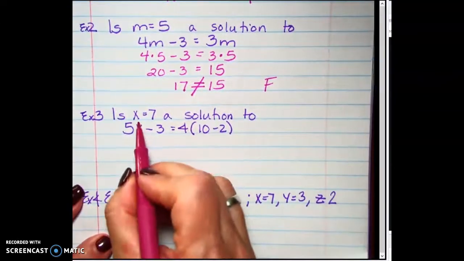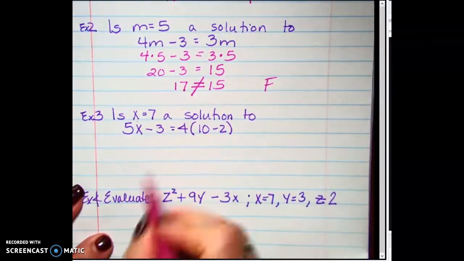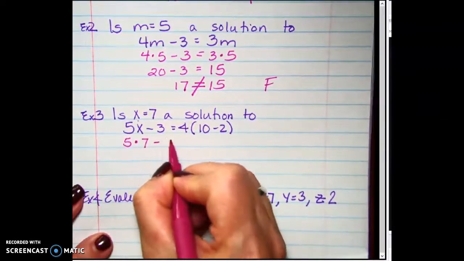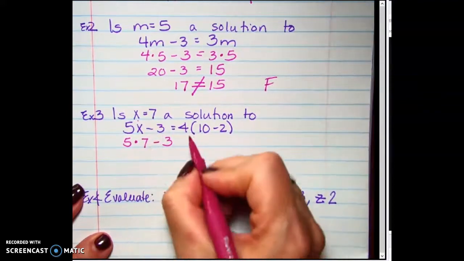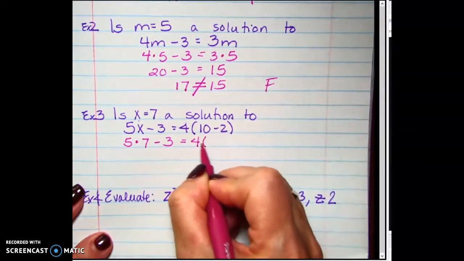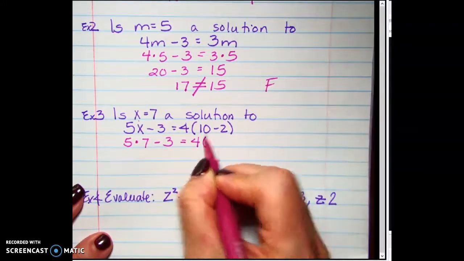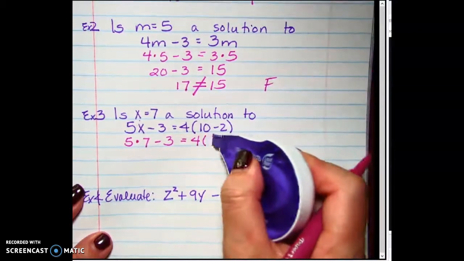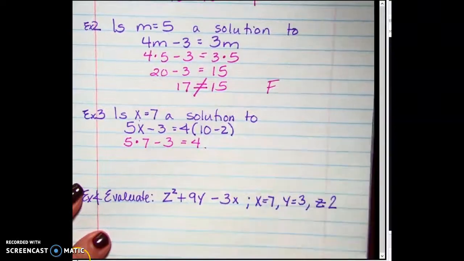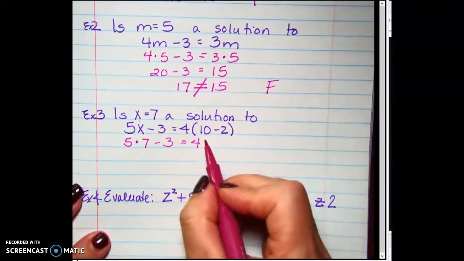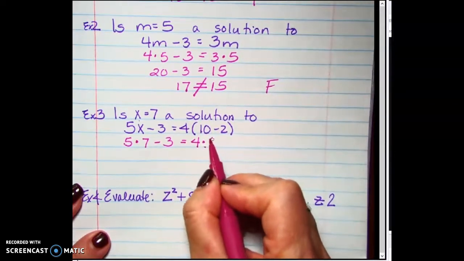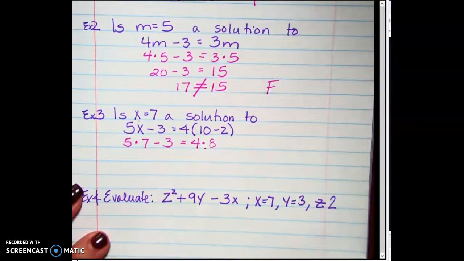Here, is x equals 7 a solution to this problem? So again, 5 times 7 minus 3. We plug in that number for the variable with 4. Now remember, this parentheses means multiply. So I can actually take out my parentheses and I can solve on this end if I wanted to. So I could say 4 times, and what is 10 minus 2? It's 8. So now I can start to solve.